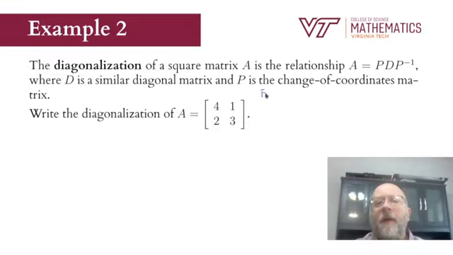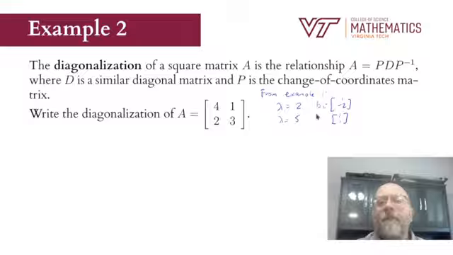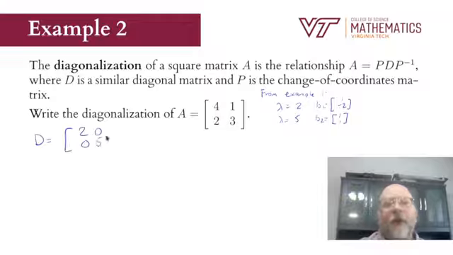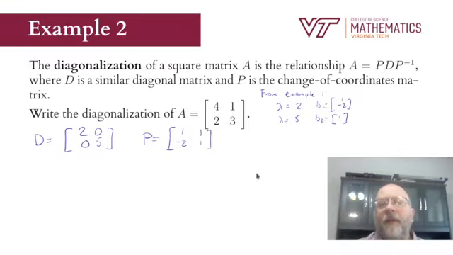Now, from example 1, we know that the eigenvalues are 2 with the eigenvector (1, negative 2), and 5 with the eigenvector (1, 1). And so we know that the diagonal matrix is [2, 0; 0, 5]. The change of coordinates matrix is (1, negative 2) in the first column and (1, 1) in the second column. It has the eigenvectors in the columns.